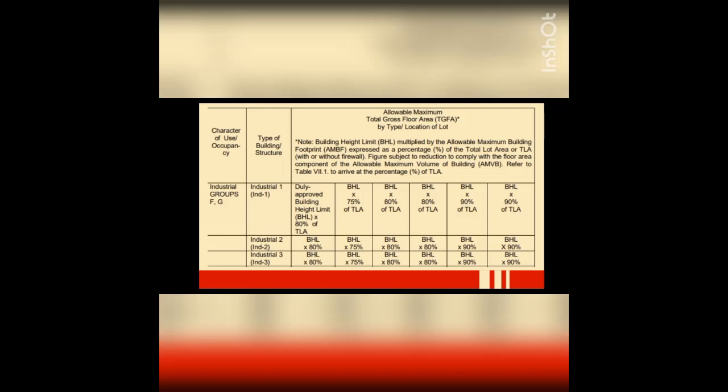Note that the building height limit or BHL must be multiplied by the allowable percentage of land occupancy (the ANDL), expressed as a percentage of the total lot area or TLA. Next slide.